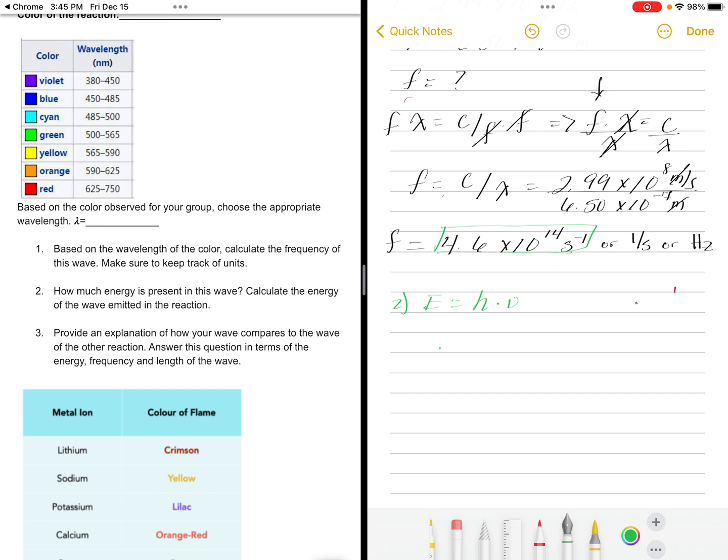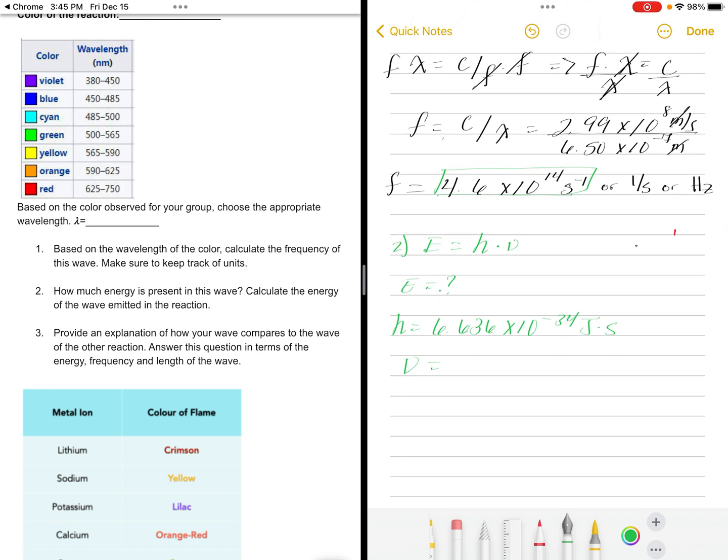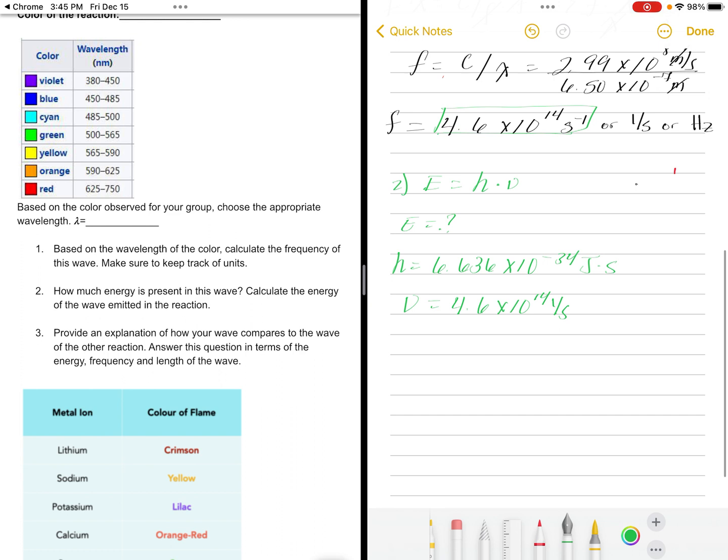So I know that energy is what I'm looking for. That's my unknown. I know that Planck's constant is 6.636 times 10 to the negative 34, and this is joules times seconds. And I know the value of the frequency, which is equal to 4.6 times 10 to the 14th, and that's 1 over seconds, or seconds to the negative 1, however you want to do it. This is a very simple plug in the values and calculate the energy. So let's do that.